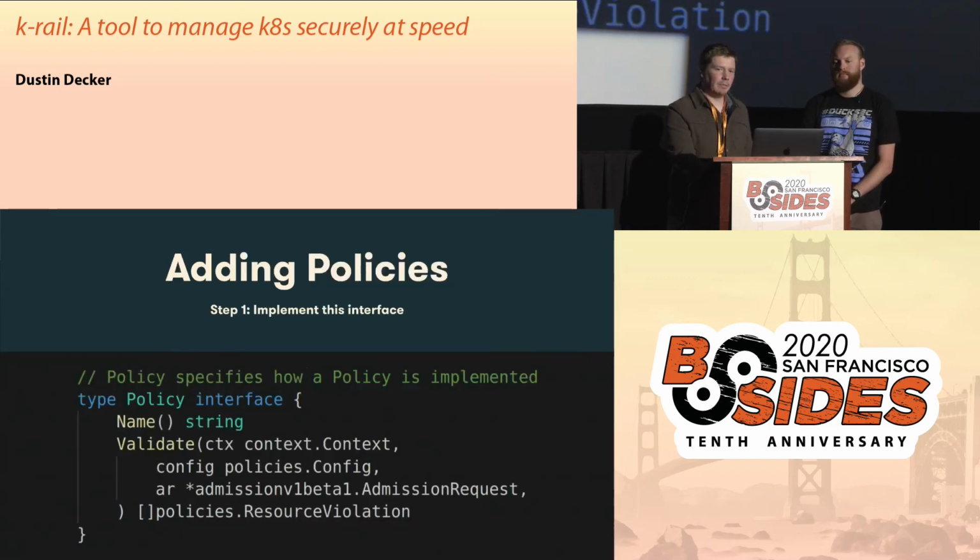And so if you wanted to add a policy, you have to implement this interface. Policies are written in Go, so you have the full flexibility of Go, but you ultimately need to implement these two methods in it. And this has changed a little bit since then because we've added support for mutating resources as well, if you want to change certain aspects of them as they come in. But it's still pretty much this.